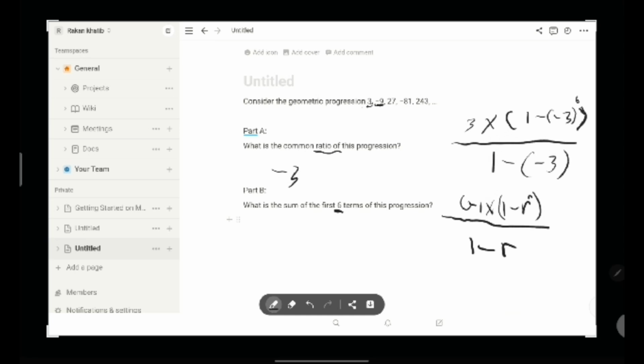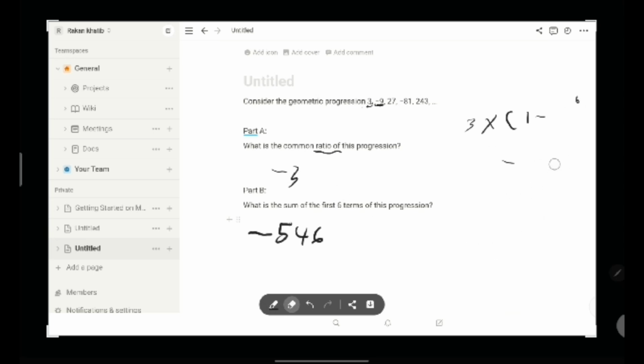Now write that in the calculator. You get 3 times 1 minus -3 to the power of 6, over 1 minus -3. You get -546, and that's your answer. Let's say it wanted the first 8 terms, you just put 8 instead of 6. But in this case it wants 6, obviously, so we're not going to overcomplicate it.